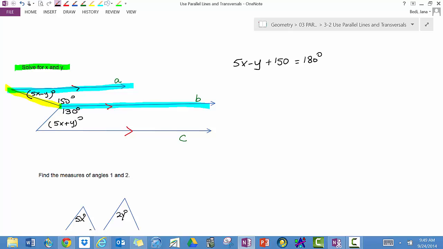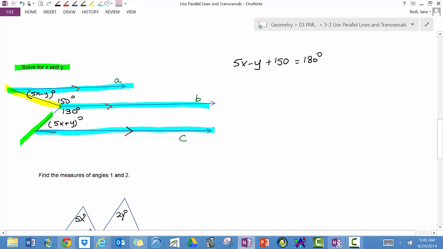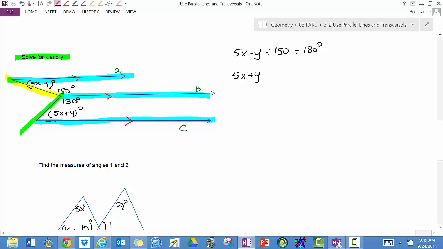So I am going to turn my attention now to the other set of lines and the other transversal. So let's try that. Okay, so look at lines B and C and the green transversal. The green is the transversal, and some of you might see this better if you actually extend the transversal, because you're used to seeing the transversal as a line. So over here we now have 5x plus y plus 130 equals 180, and these are both consecutive interior angles.